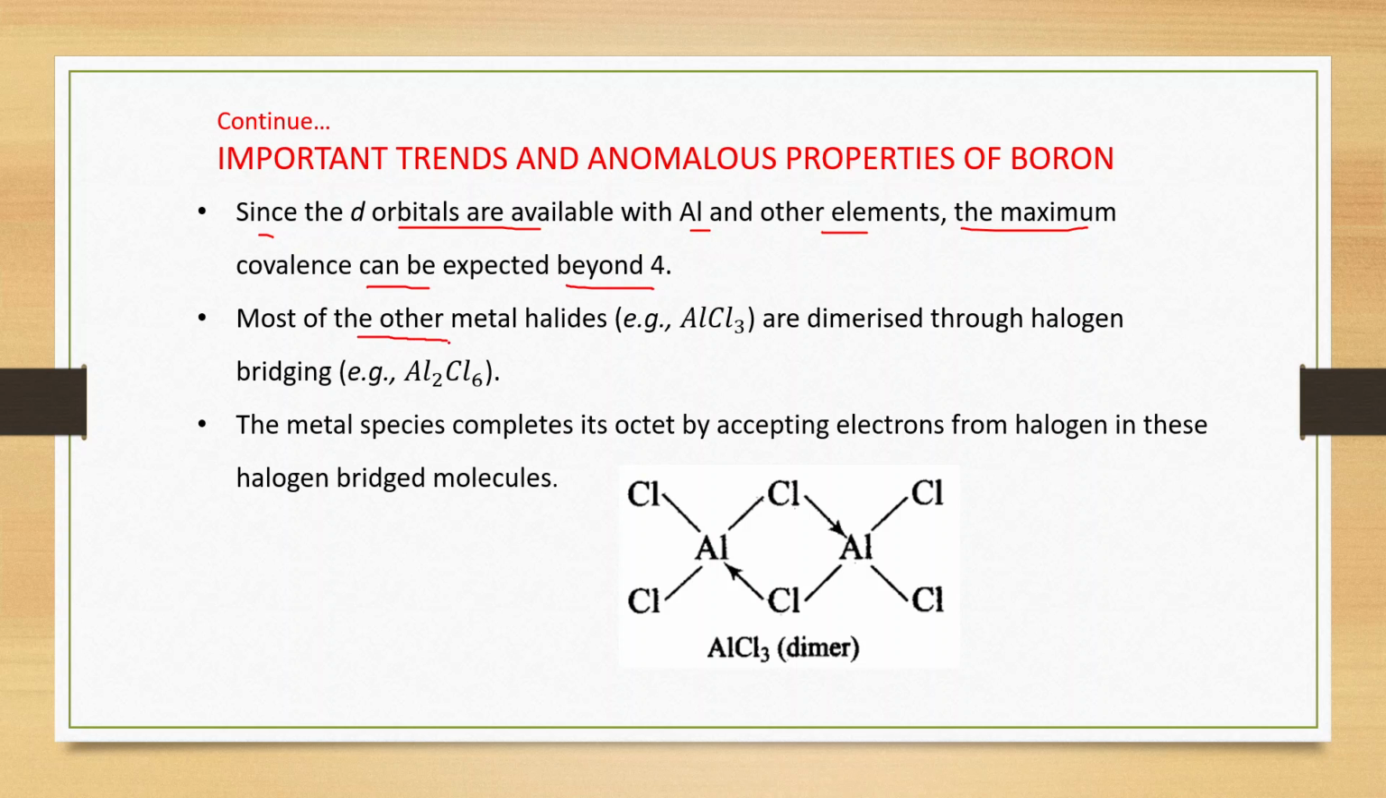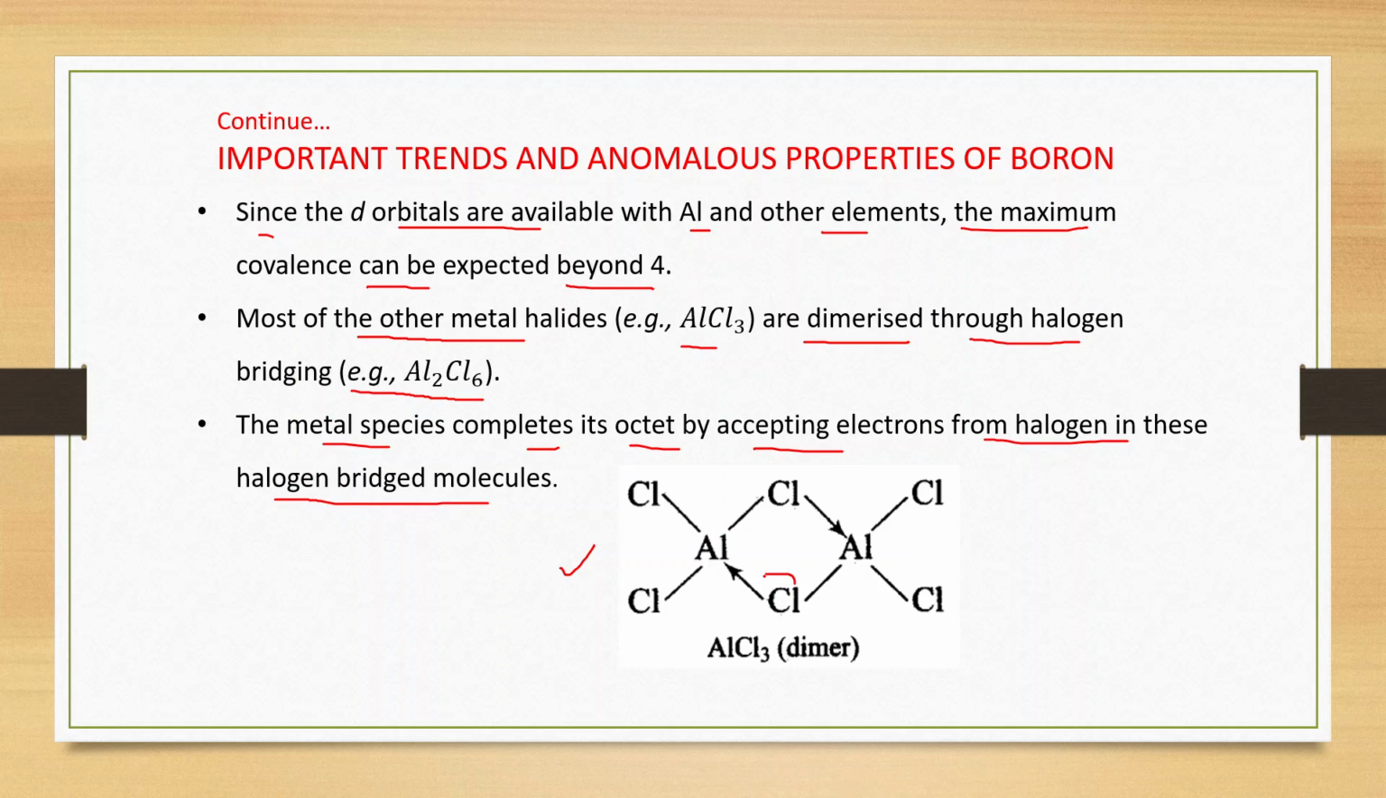Most of the other metal halides, for example AlCl3, are dimerised. Dimerised means two molecules will combine and make one molecule through halogen bridging. For example, Al2Cl6, see this. This is the dimer of AlCl3. The metal species completes its octet by accepting an electron pair from halogen in these halogen bridged molecules.